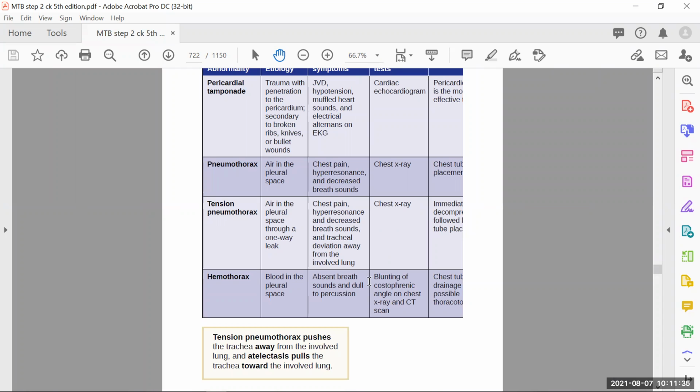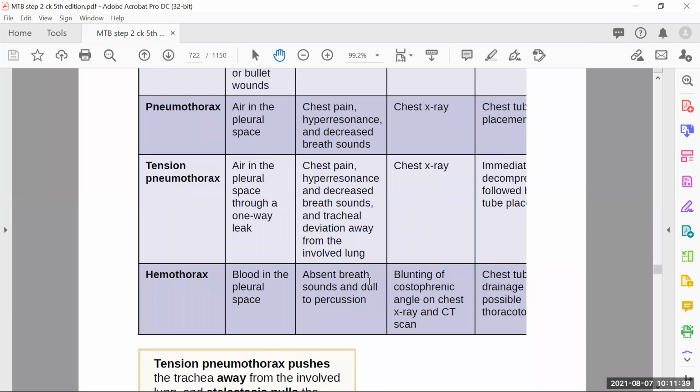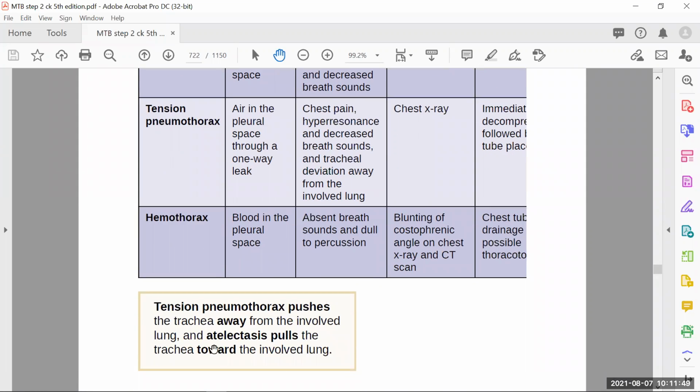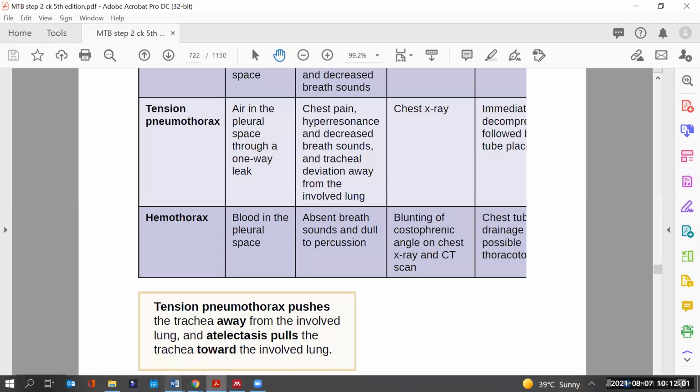And what you will do, your main goal is to decompress the area. Your main goal is to release that air. So of course, you can introduce a suction tube in order to decompress that area. Tension pneumothorax pushes the trachea away from the involved lung, and in a case of atelectasis, the trachea always pulls towards the involved lung. So that is just a discrimination point. But for our tension pneumothorax, please remember that you will always find the trachea on the opposite side.